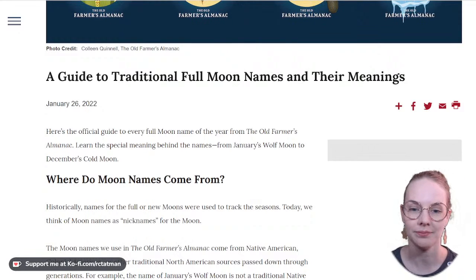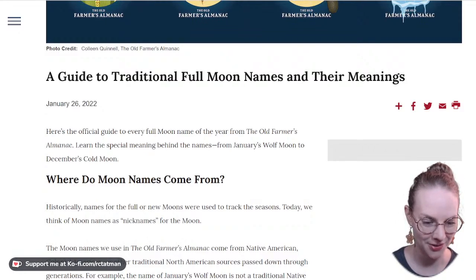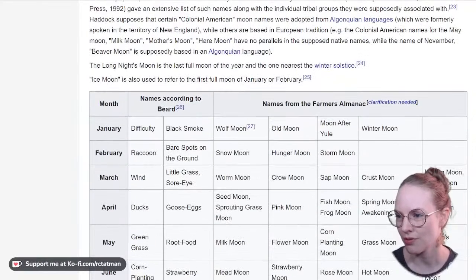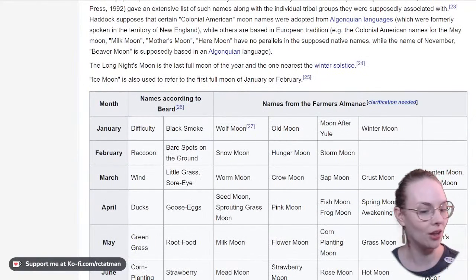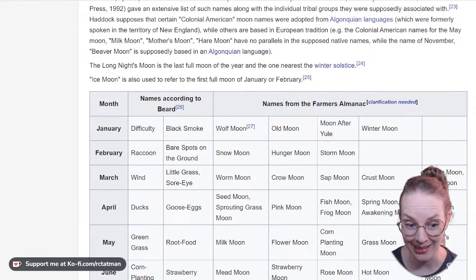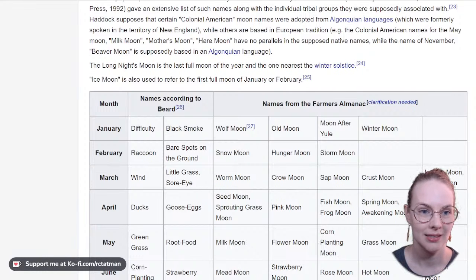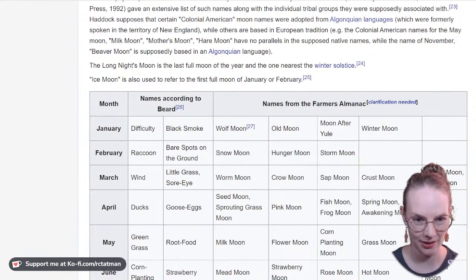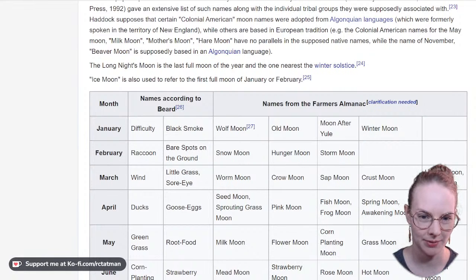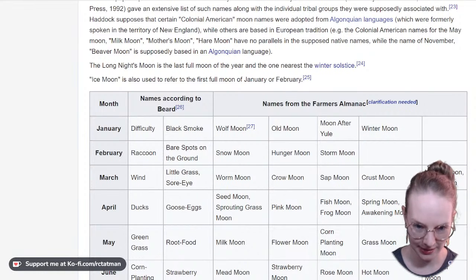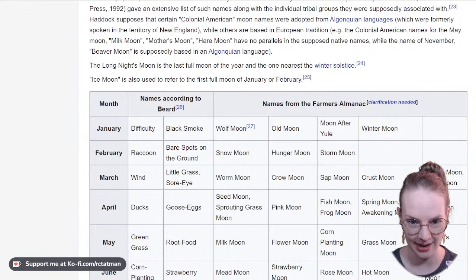Okay, you know what? For this first pass, I am not going to use these quote names for the Farmer's Almanac. It has a clarification needed. Looking at the Farmer's Almanac list of names, it's not in there. And I don't want to add just random stuff. One sec. Let me give myself some to-dos. Add Farmer's Almanac names. Add English/UK names.